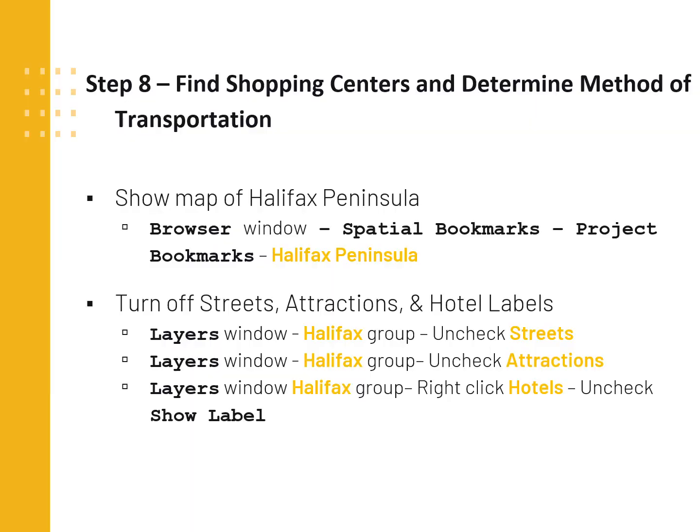Now we got to get ready to find our shopping centers. The first thing I'd like you to do is show a map of the Halifax Peninsula. To do this, go to your browser window that's just to the left of your screen, go to the Spatial Bookmarks, Project Bookmarks, and specifically Halifax Peninsula. When you right click on that, select Zoom to the bookmark. Then I'd like you to turn off the streets, the attractions, and the hotel labels.